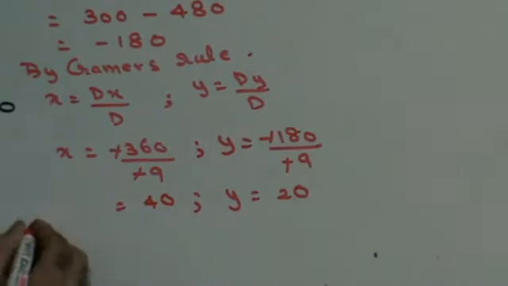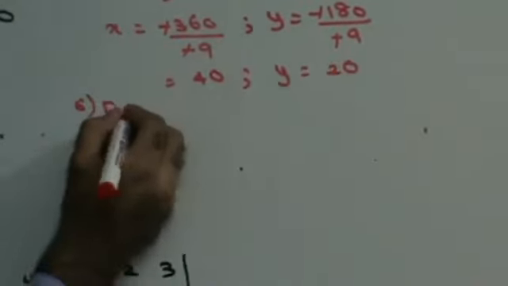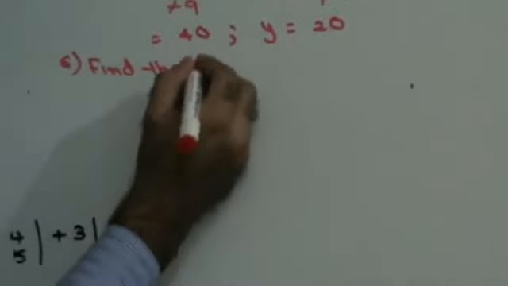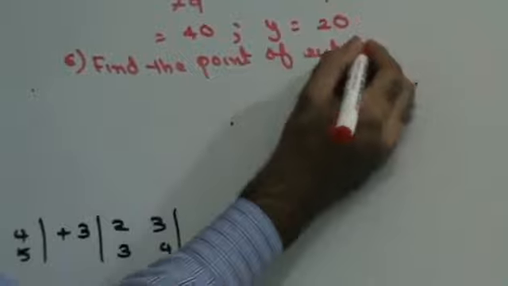Now, this particular sum could have been framed this way also. See, I'll frame the sum slightly differently. Find the point of intersection.